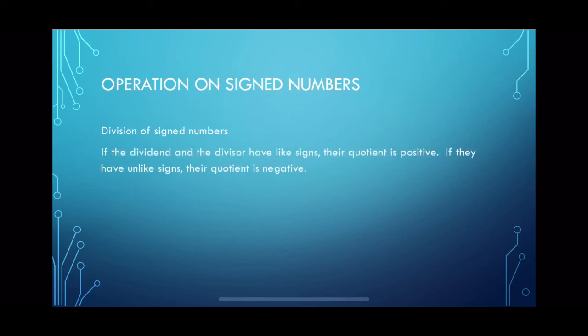Division of signed numbers. If the dividend and the divisor have like signs, their quotient is positive. If they have unlike signs, their quotient is negative. Case 1, we have A over B, or A divided by B is equal to C. Case 2, A divided by negative B is equal to negative C. And case 3, negative A divided by B is equal to negative C. And for case 4, we have negative A divided by negative B is equal to positive C.